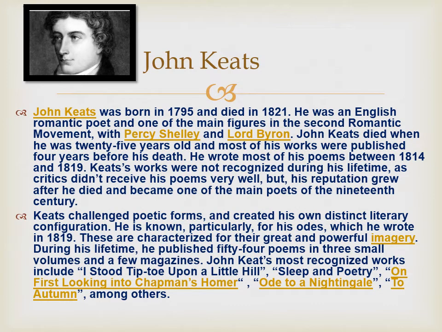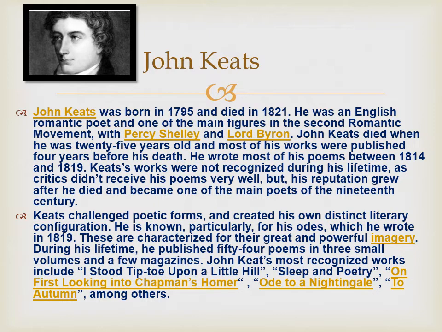John Keats was born in 1795 and died in 1821. He was an English romantic poet and one of the main figures in the second romantic movement, with Percy Shelley and Lord Byron. John Keats died when he was 25 years old, and most of his works were published 4 years before his death. He wrote most of his poems between 1814 and 1819.